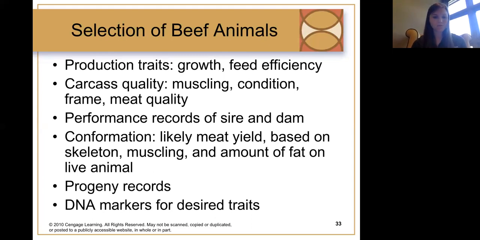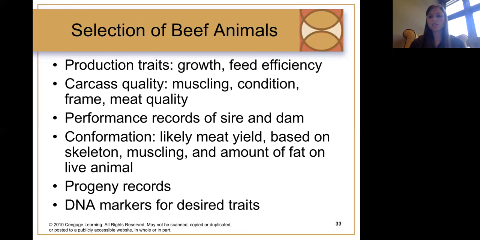And then conformation, which is pretty much meat yield, so based on the skeleton, muscling, and then amount of fat on the live animal. And then progeny records. So again, record keeping is really key. You want to keep records of not only how a certain animal performed, but then if they were actually bred, look at how their offspring performed over the course of their lives as well. And that'll give you an idea if the traits are being passed down or not.